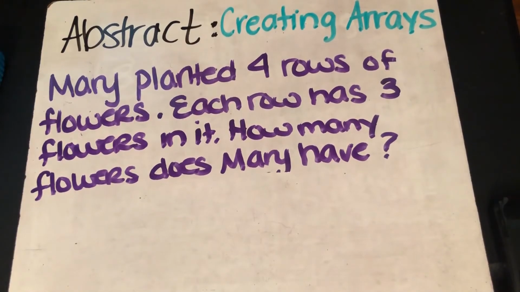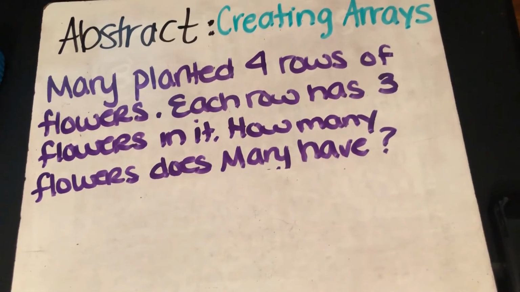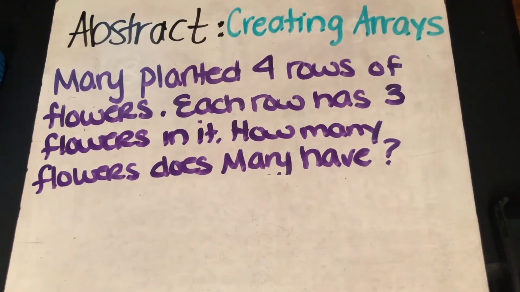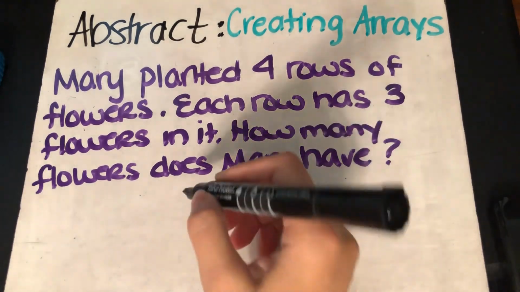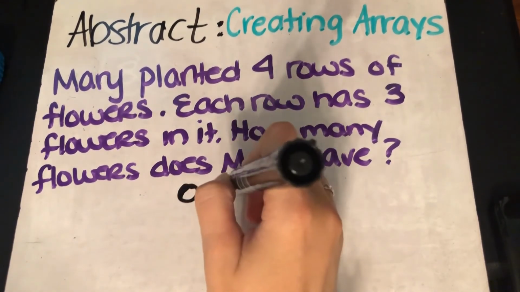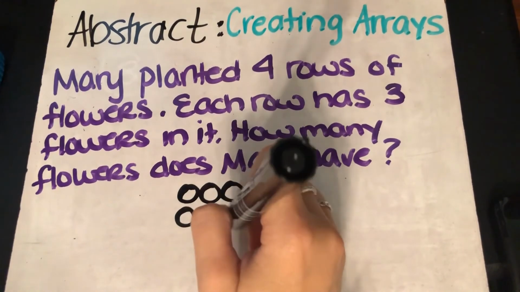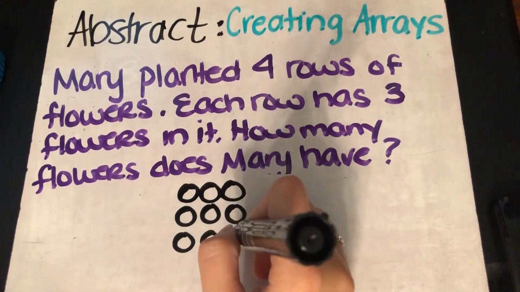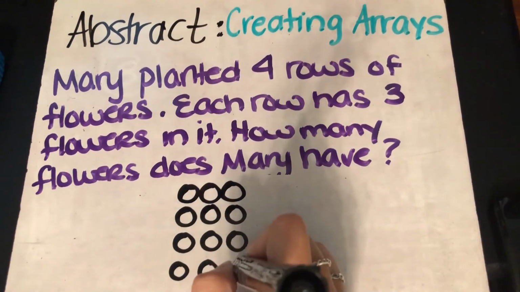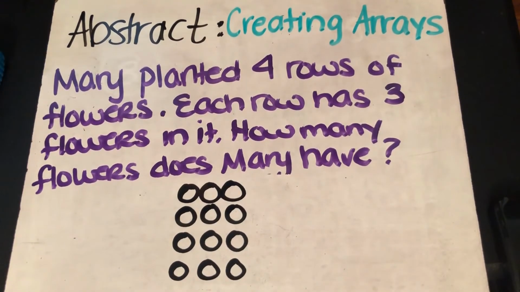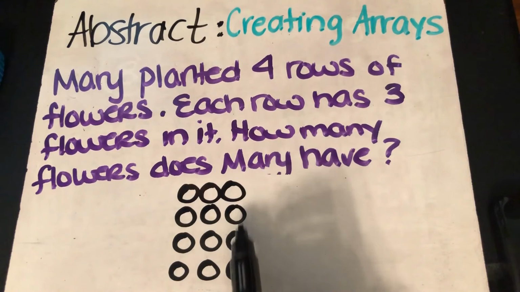Our final approach is the abstract approach, where we're going to go ahead and take everything that we put together with our concrete materials and our representational pictures and create that culminating equation, having the students understand the algorithm way of doing repeated addition. So earlier we saw that Mary had an array that looked like this. She had 4 rows and each row had 3 flowers in it. So we have an array that is a 4 by 3.